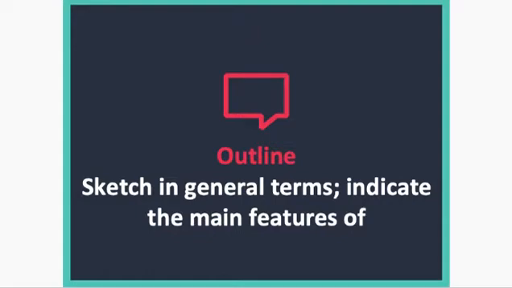Today we're looking at the NESA verb outline. To outline is to sketch in general terms and to indicate the main features of. You can pause this recording now and you can write down the NESA verb outline, and you can also write down the definition so that you have it there: to sketch in general terms and to indicate the main features of.